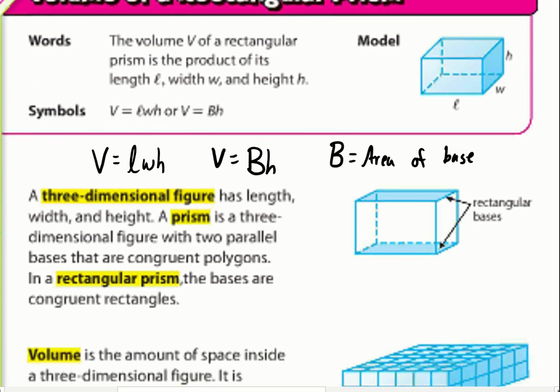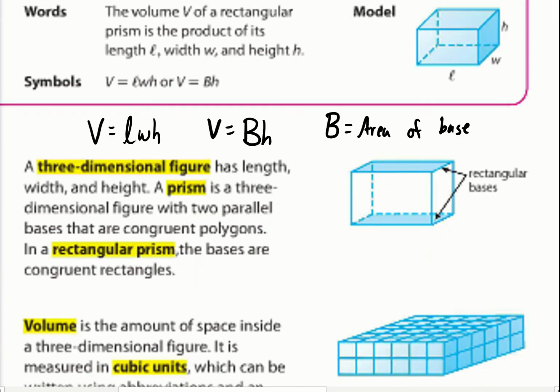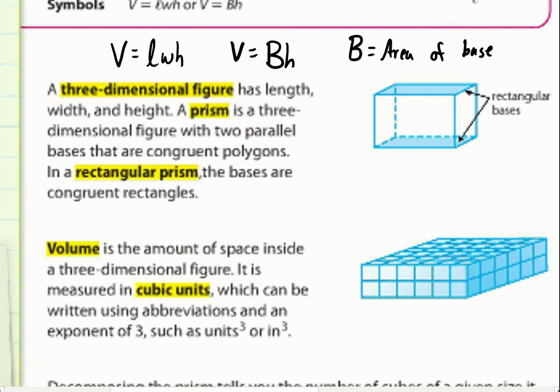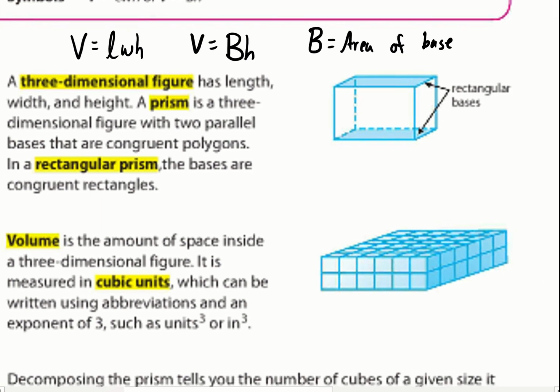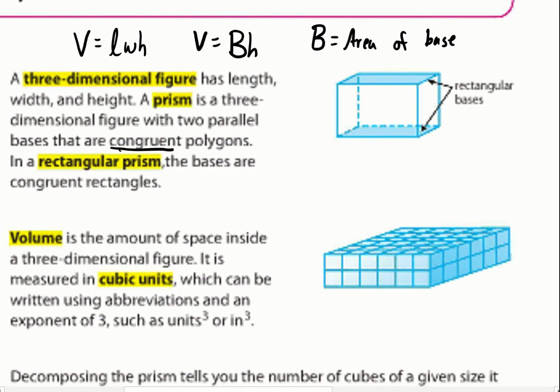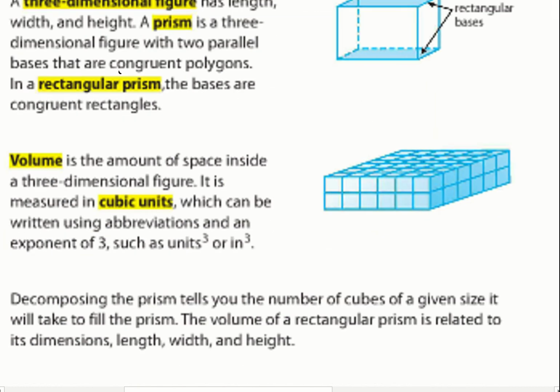I can see how base can get confusing, as in chapter 9 we've been working with bases for two-dimensional figures. That's why I'm going to go more with length times width times height. A three-dimensional figure has length, width, and height. A prism is a three-dimensional figure with two parallel bases that are congruent polygons. Congruent means the same. Parallel means the lines will never intersect, or they will never touch. A rectangular prism has rectangular bases, but is three-dimensional.